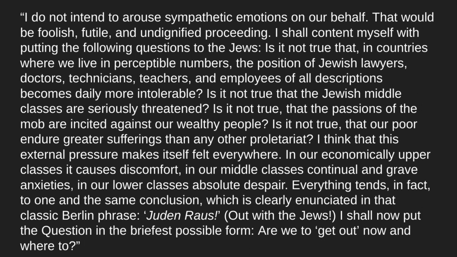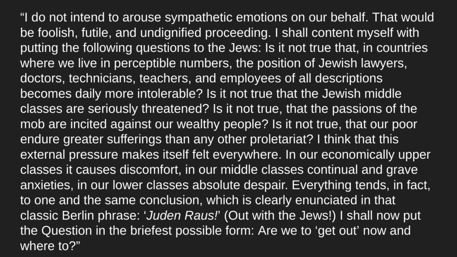Now, here's what Herzl says. He says, I do not intend to arouse sympathetic emotions on our behalf. He's not trying to win sympathy. It's not his goal. That would be a foolish, futile, and undignified proceeding. I shall content myself with putting the following questions to the Jews. So it's interesting. He's not even addressing the Europeans. He's saying, look, I'm not even talking to you people, you European Christians. I'm not trying to get your sympathy. I'm talking instead to Jewish people.